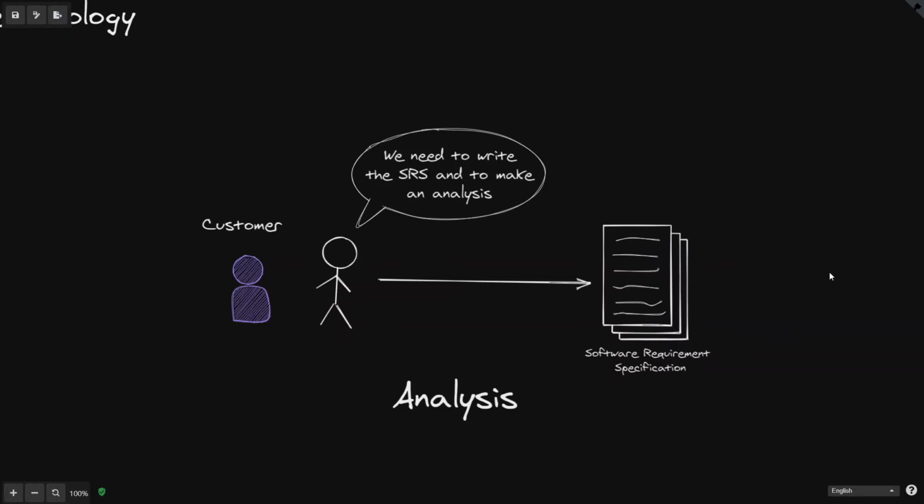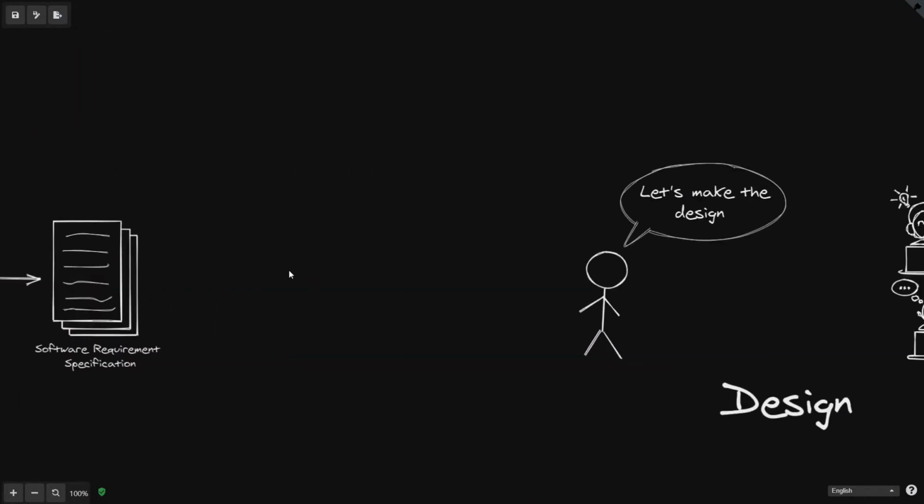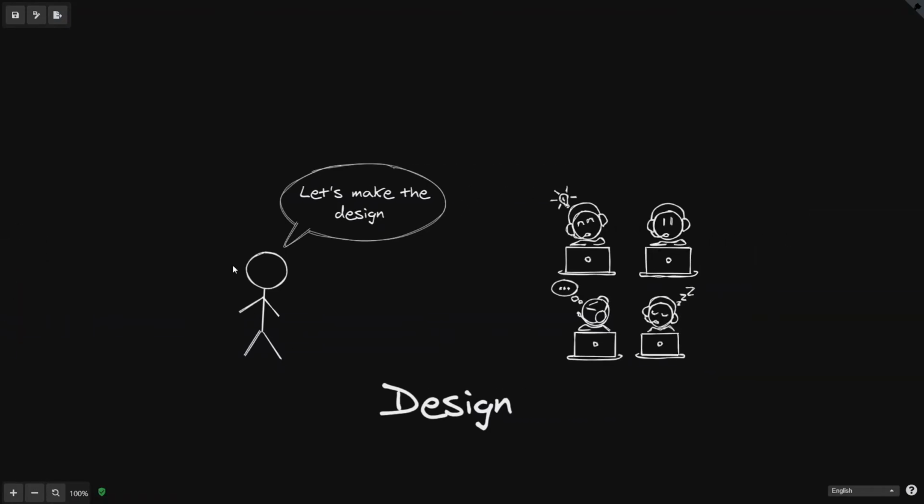After that document is done, we are moving to our next phase, which is design, where you, as a representative of a software company, are talking with the development team. For example, you have 4 developers, one of them is sleeping, but you're saying, okay, let's make the design. And during this phase, you're actually thinking about the architecture of the software.